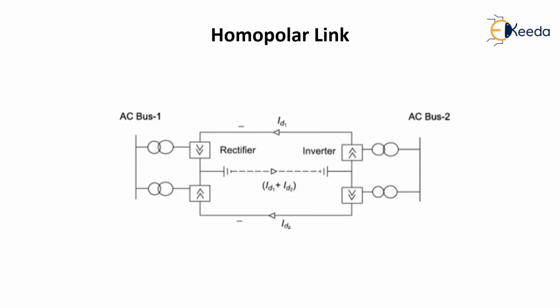So this is about the three basic categories: monopolar link, bipolar link, and homopolar link. In the majority of cases, we prefer only the bipolar link, because of its advantages. Bipolar and homopolar are widely used, but monopolar is very rarely used. It is practically possible, but we are not using it because of its disadvantage: if one pole gets affected, the whole system will collapse. This is the main issue with the monopolar link.